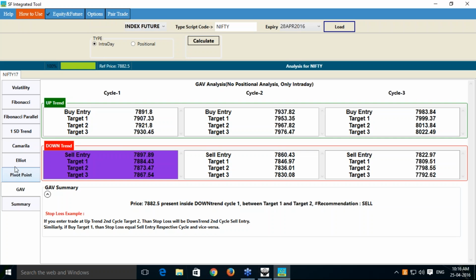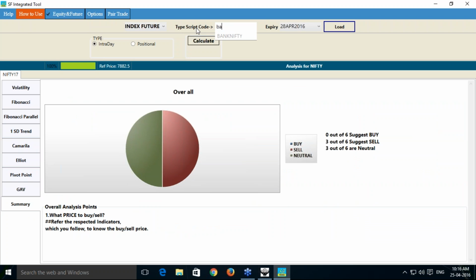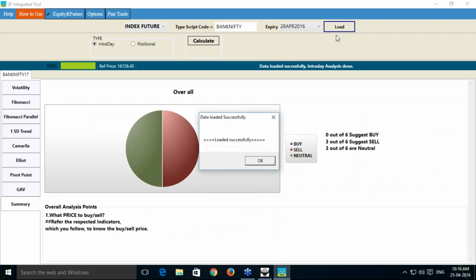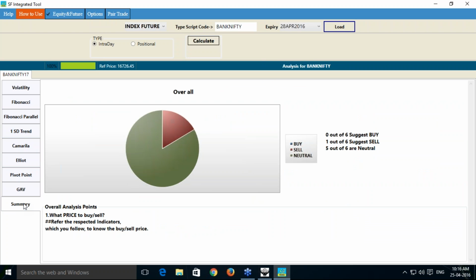So in both cases we are getting a similar view to sell Nifty or Bank Nifty. And I was talking to you about this summary section, which shows out of all these 6 studies how many are suggesting buy and sell. That kind of view you get in this summary section. For Bank Nifty, 5 are neutral and one is suggesting sell because Bank Nifty has not given a clear breakout. However, the intraday trend is suggesting some breakout.